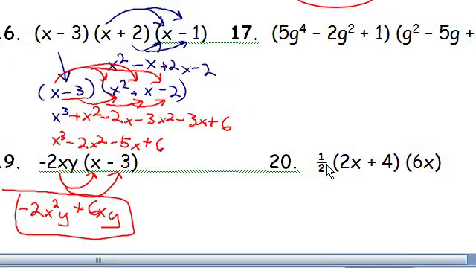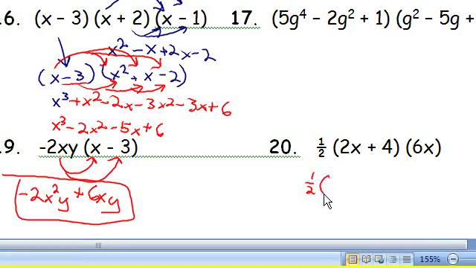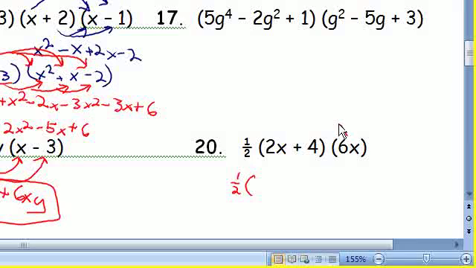Okay. I'm going to leave this 1/2 alone for the time being, and I'm just going to recopy it right here. So 6x times 2x is 12x squared. This 6x times 4 is 24x. So, as you can see, this is going a little bit in reverse, and our 1/2 is still out here. But guess what? Our 1/2 also distributes. So let's take a look at that.